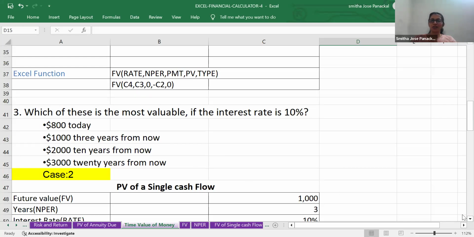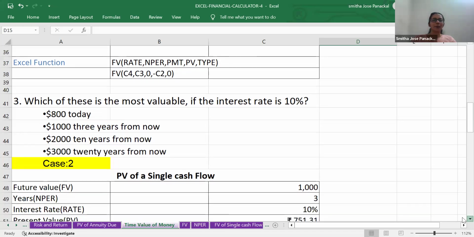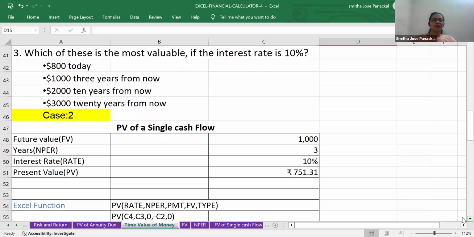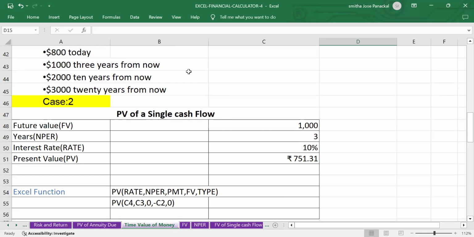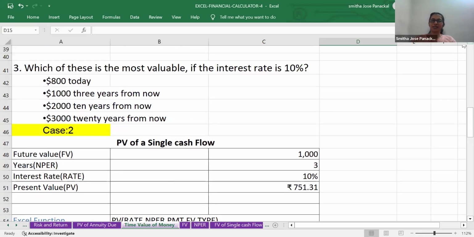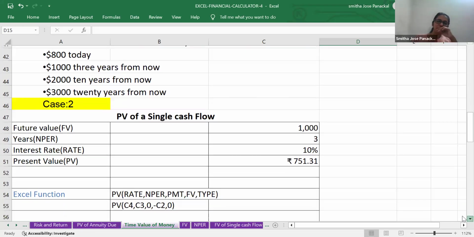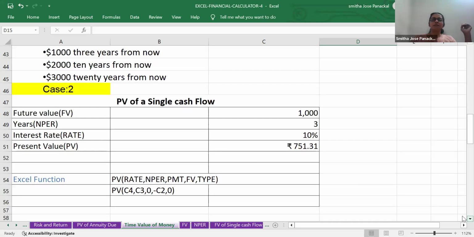Basically, we cannot take a decision like that. We have to calculate it. You have to convert these, because 800 is in present terms, while 1,000, 2,000, 3,000, everything is in future terms. So you have to convert all of these into present value. Let us see an example of how you can convert a future value to present terms.